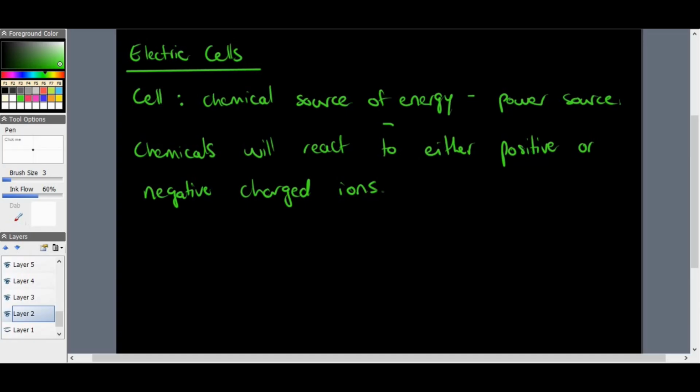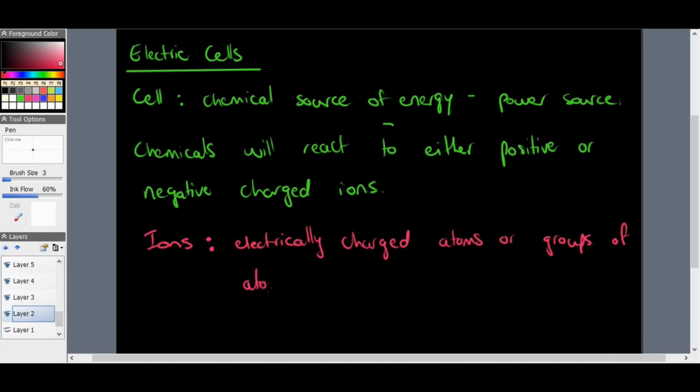Okay, so some may be asking, what are ions? If I could just explain that maybe as a separate note here. Reminder, what are ions? They are electrically charged atoms or groups of atoms. Alright, those are what ions are.